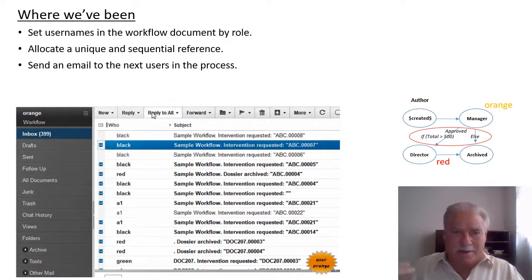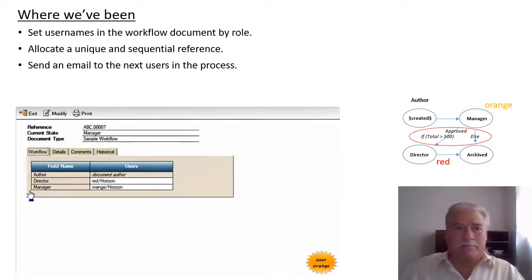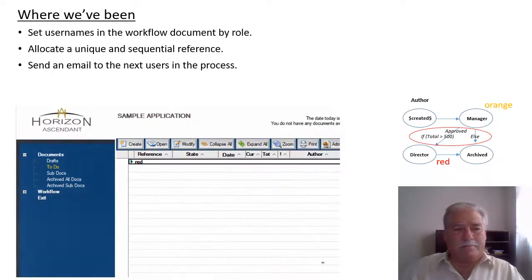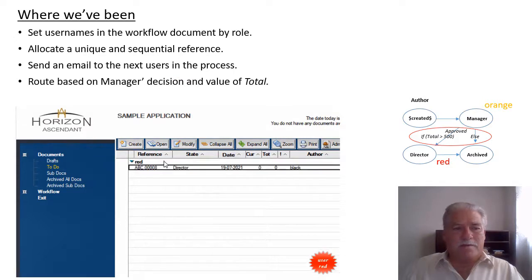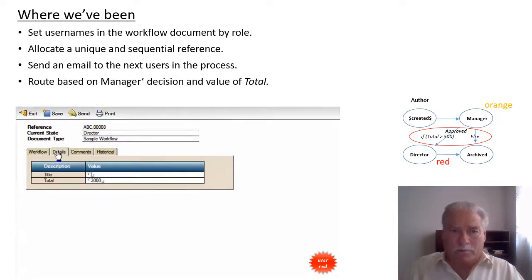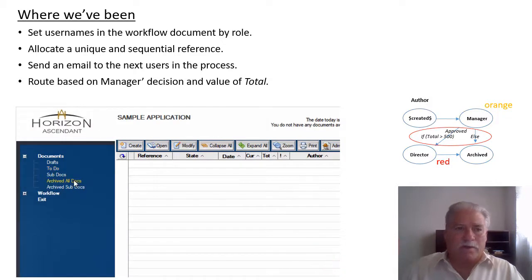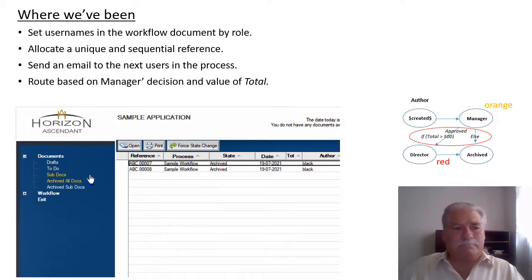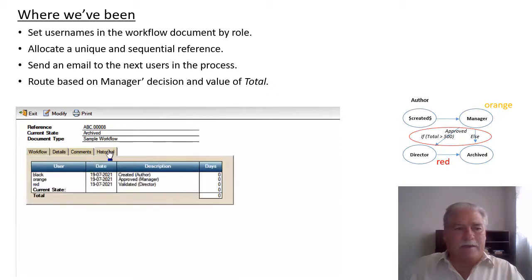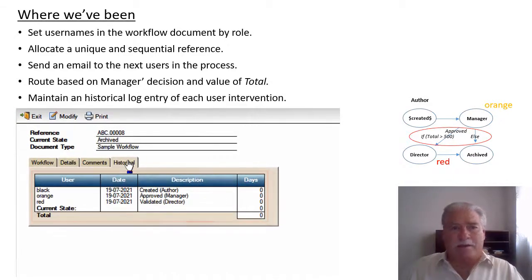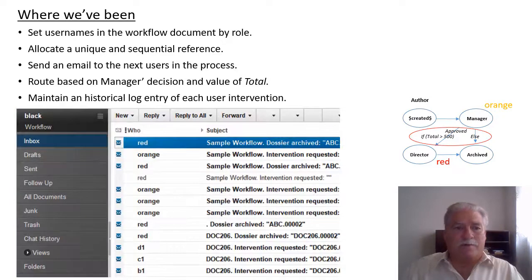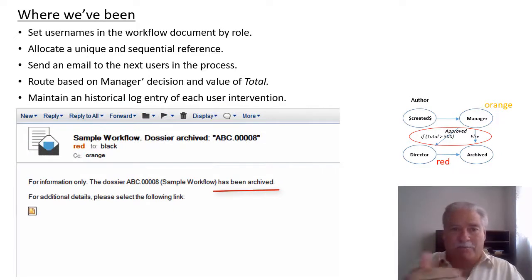And they were actually going into the application via the emails themselves through that link. And as you can see, the documents have been routed based on the value of total, the higher amount going to the director. And a historical log has been maintained in the document regarding each user intervention. And we've also personalized the email, the names being taken from a default value, and we've put others that have intervened in between time on copy.